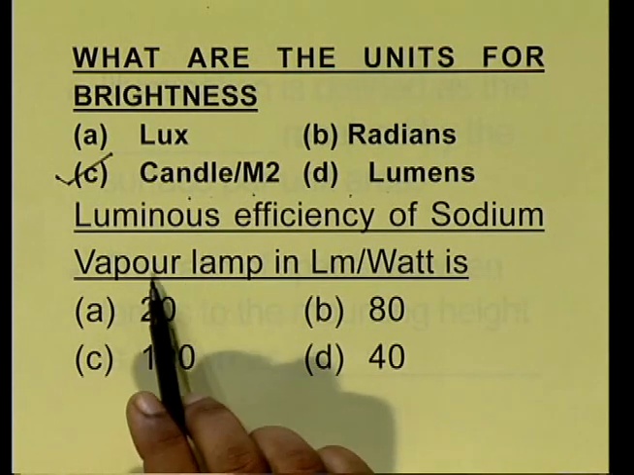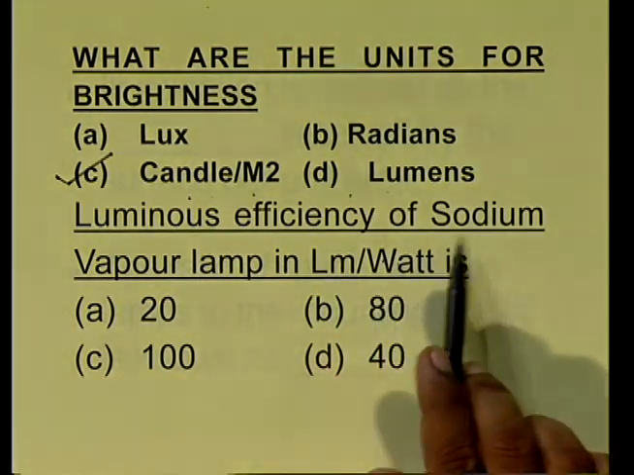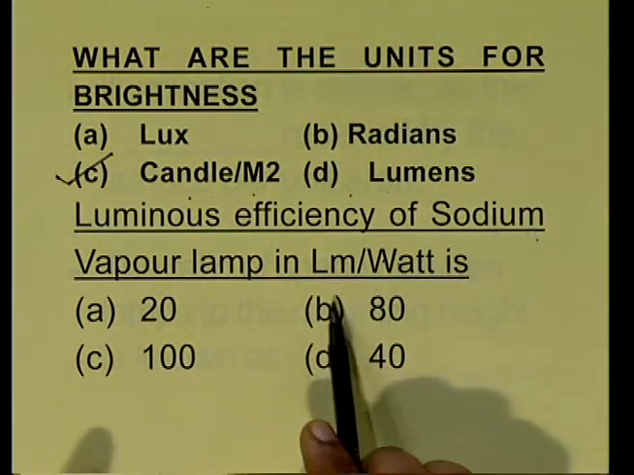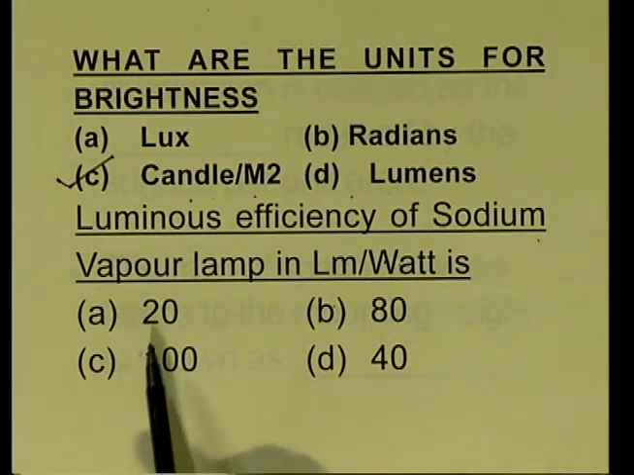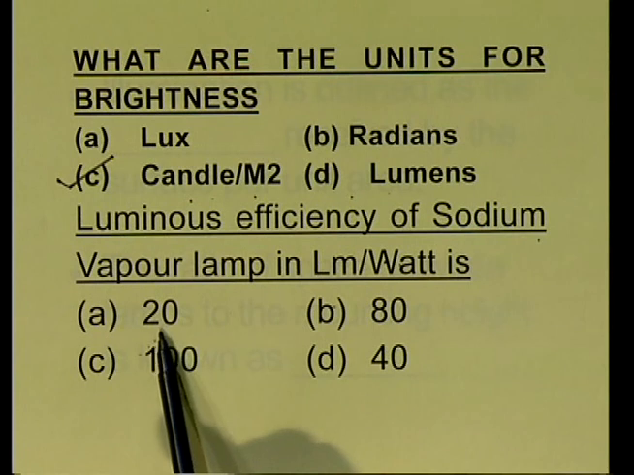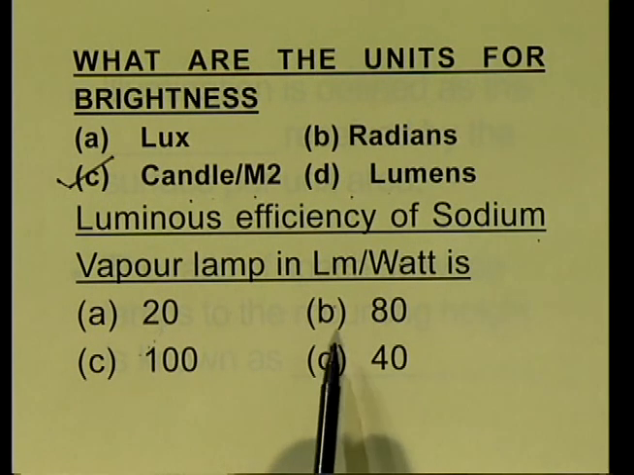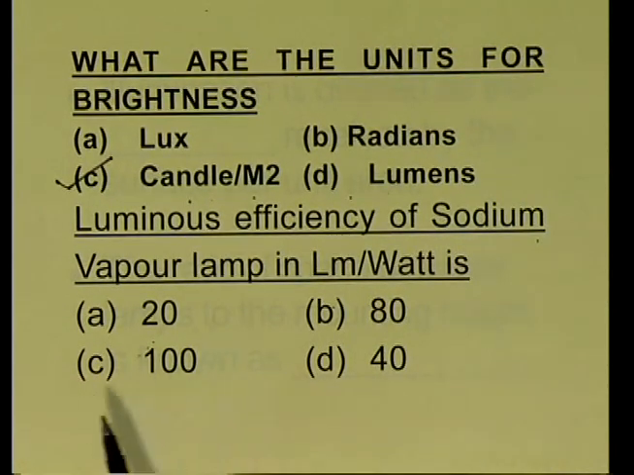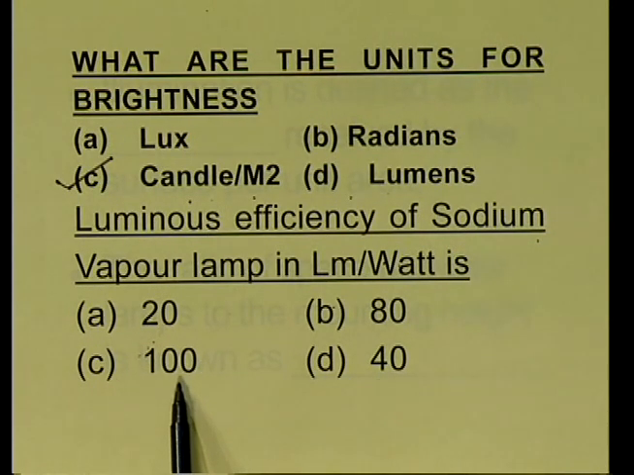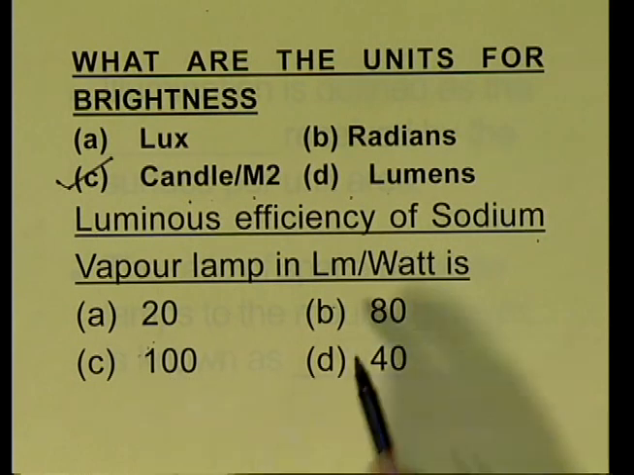The fourth one: luminous efficiency of sodium vapor lamp in lumens per watt. A, 20, it is the lumens per watt for an incandescent lamp. B, 80, it is for a tube light, a fluorescent lamp. C, 100, and check D, 40. It is also not correct. So, 100 lumens per watt is correct for the sodium vapor lamp.